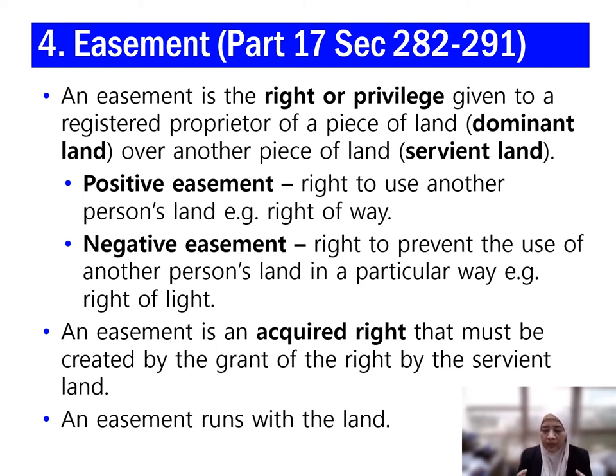Servient land and dominant land must negotiate and come to an agreement. Then only the easement is created. If one party refuses to grant the right, there will be no easement. And the easement runs with the land because it will be registered. Once registered, it will be in the title, so it will run forever until the easement is cancelled or has expired. We will see how an easement can terminate.